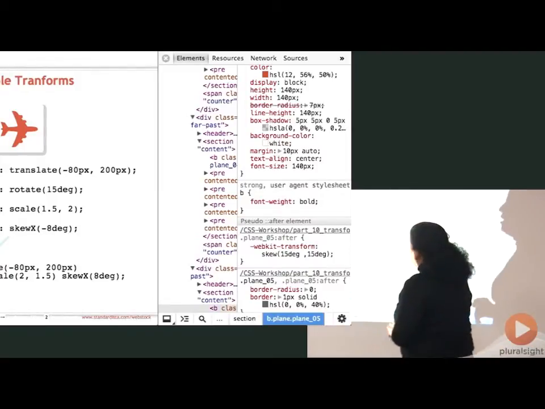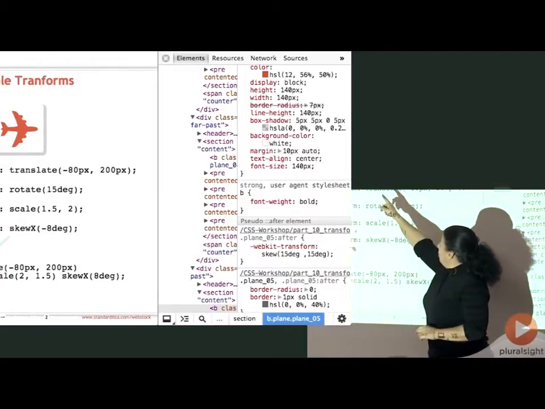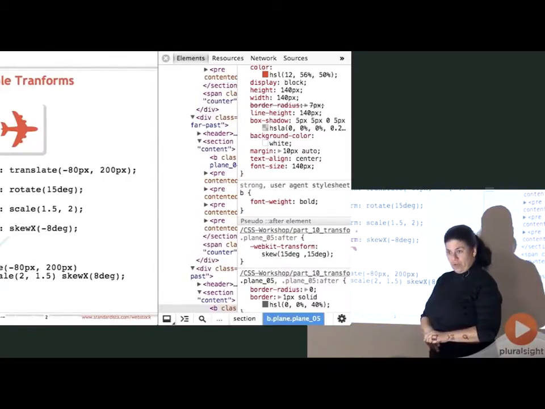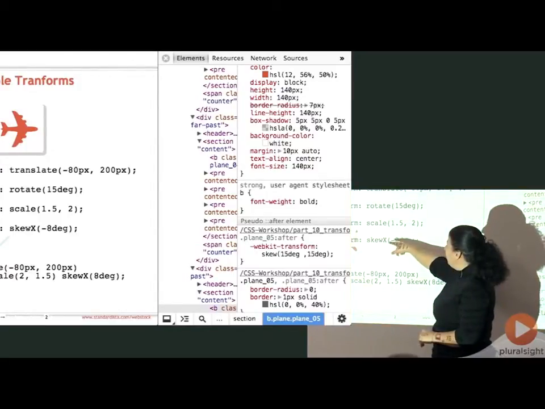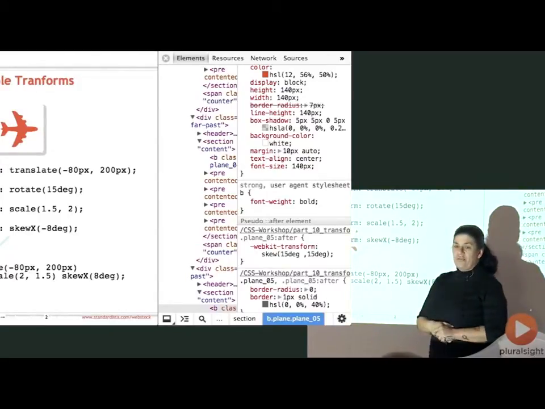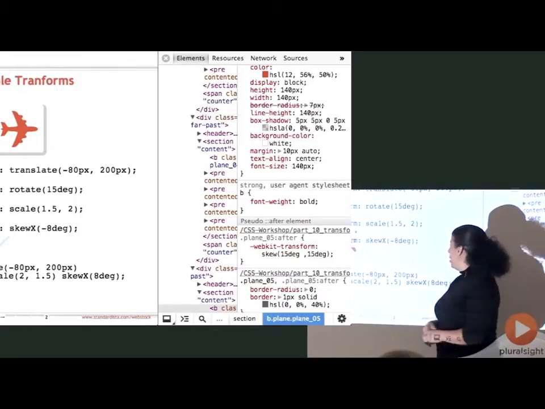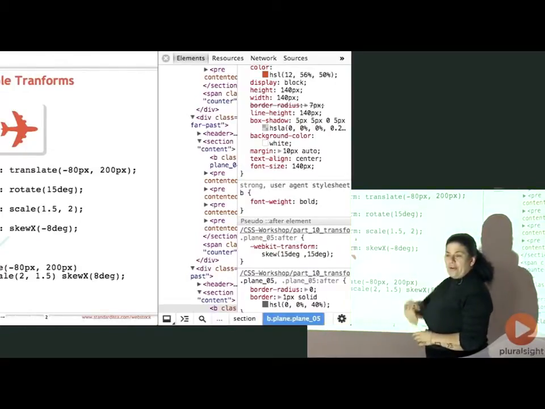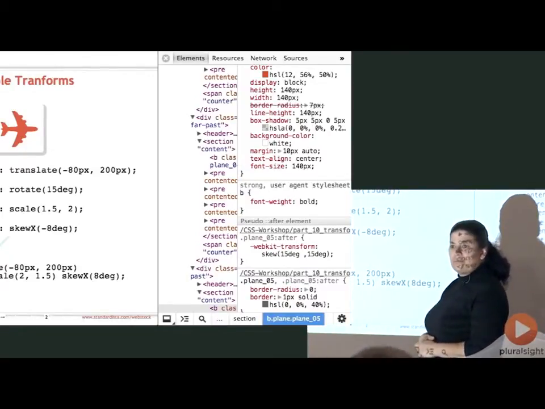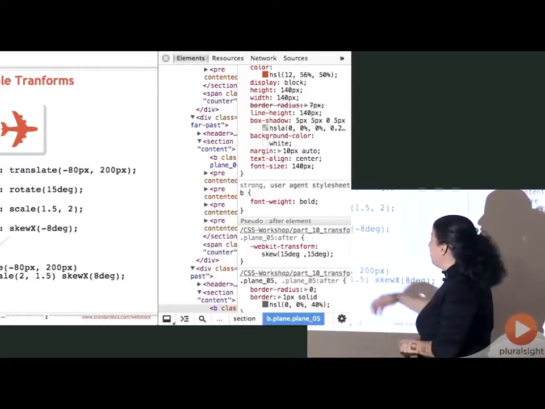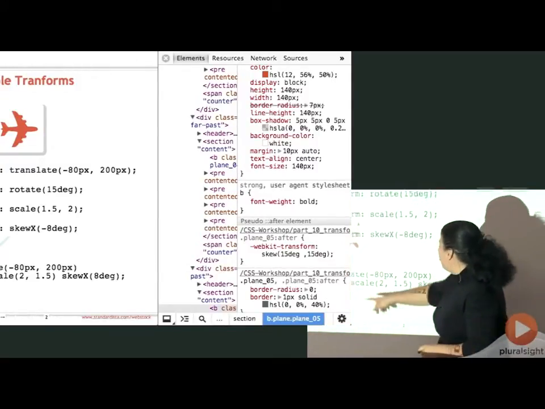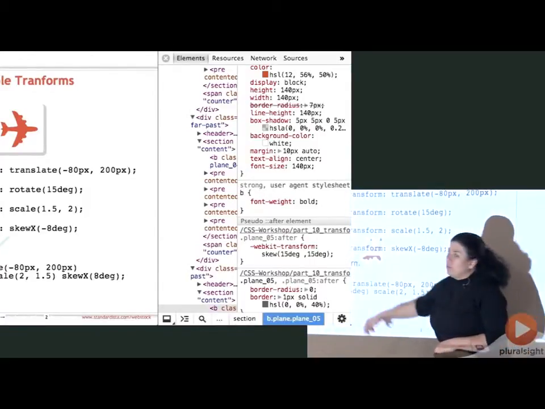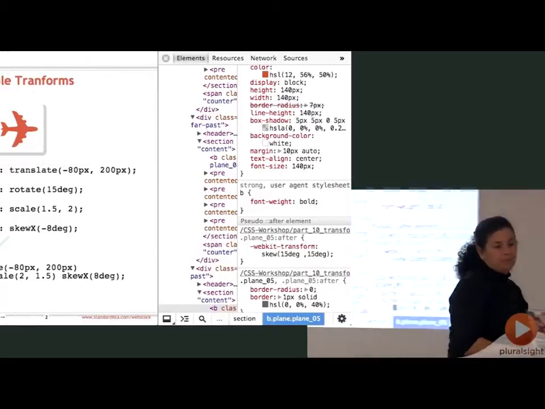So here we have said translate this -80 and 200 pixels from the top. We already understand that, right? We've rotated it 15 degrees. Now we know what that means. We've scaled it 1.5 along the x-axis and two times along the y-axis. You guys understand what that means? And we've skewed it, right? But we didn't actually write these as four declarations, because they would overwrite each other, since I'm using the exact same property. So what you do is you space separate them in one declaration. You still have to put the WebKit prefix or whatever prefix in front of them.